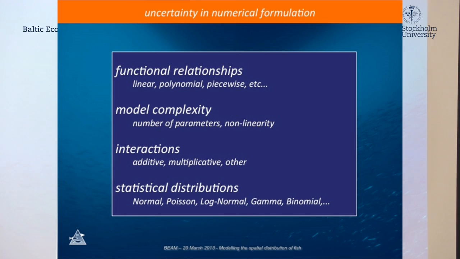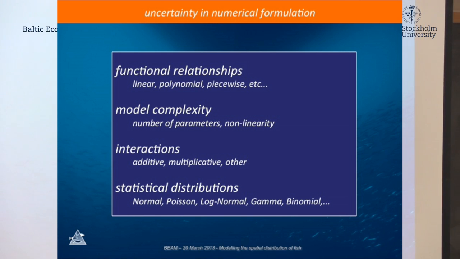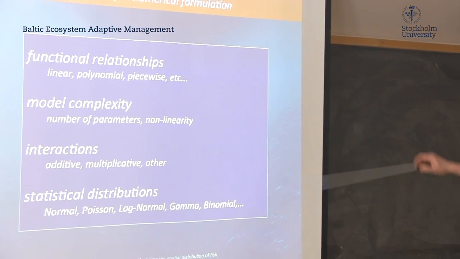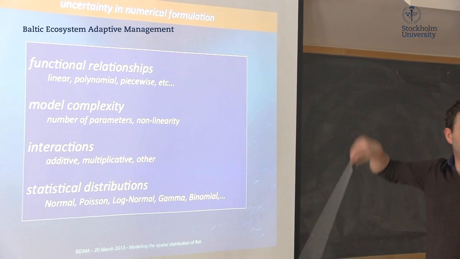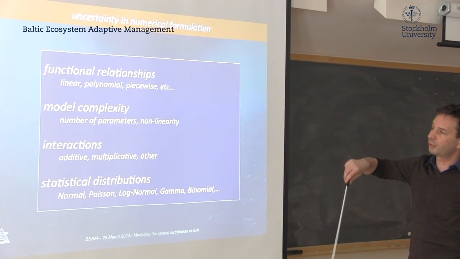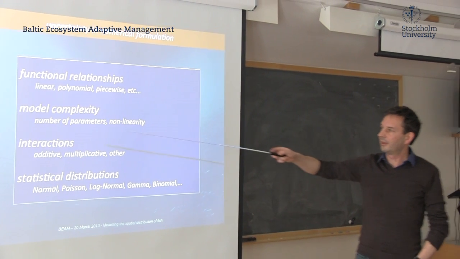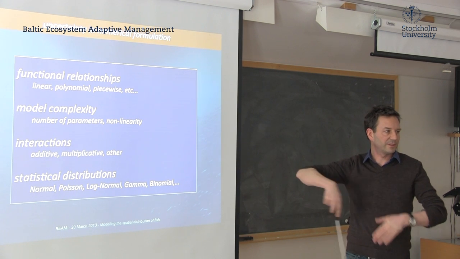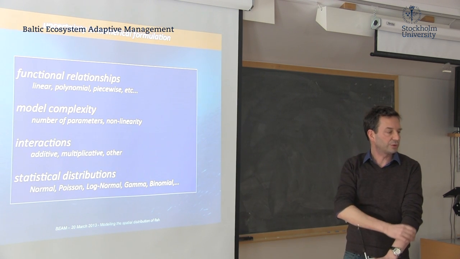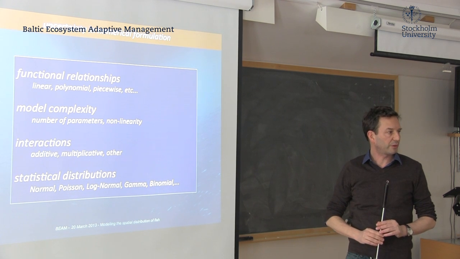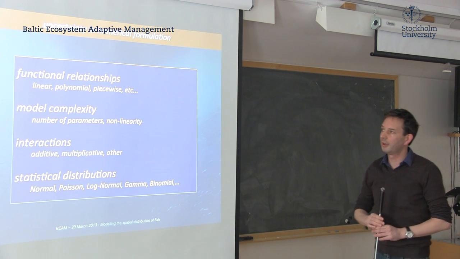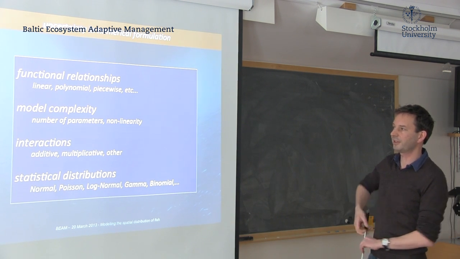Now we move into the numerical formulation of the models. And again, there are many steps you have to take when you do that. Often models will include functional relationships, like the relationships you saw on the first slide. What are you going to choose? Linear, polynomial, piecewise? There are hundreds of ways you can represent the functional relationships. There are sometimes good theoretical reasons for choosing a particular function, but sometimes they are not. You need to try empirically which fits best.